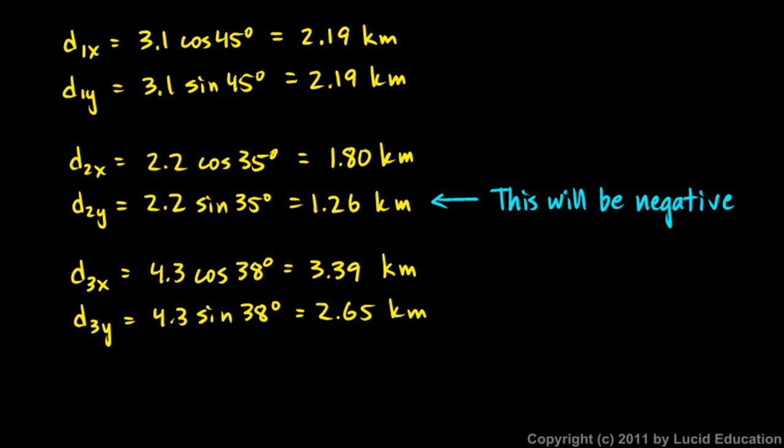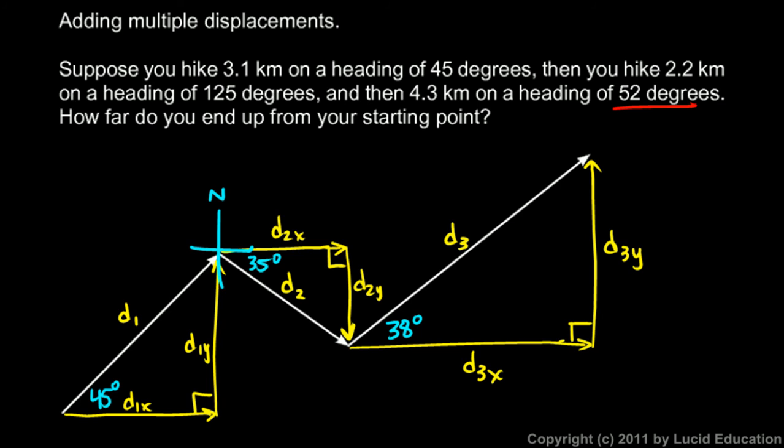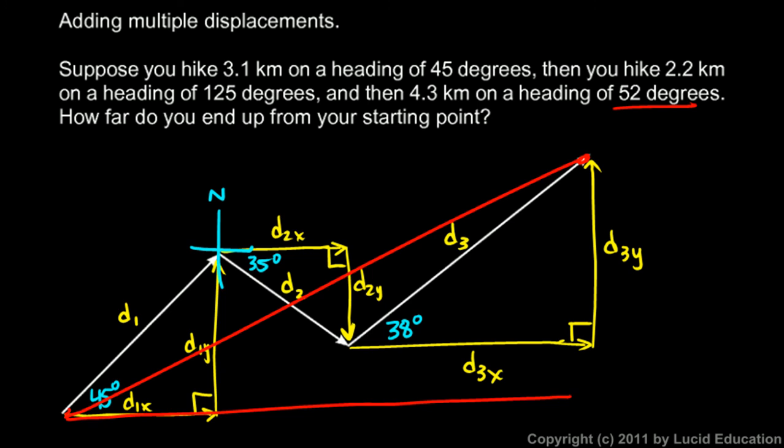Now, look back at the diagram. What we're trying to find is this distance. That was our goal, the total distance from start to finish. What we're going to do is make a big right triangle. Okay, that will be the hypotenuse. And we're going to have one leg here across the bottom, and then one leg here.